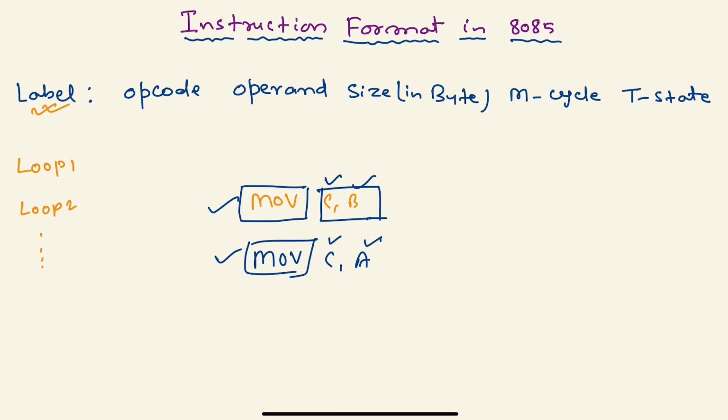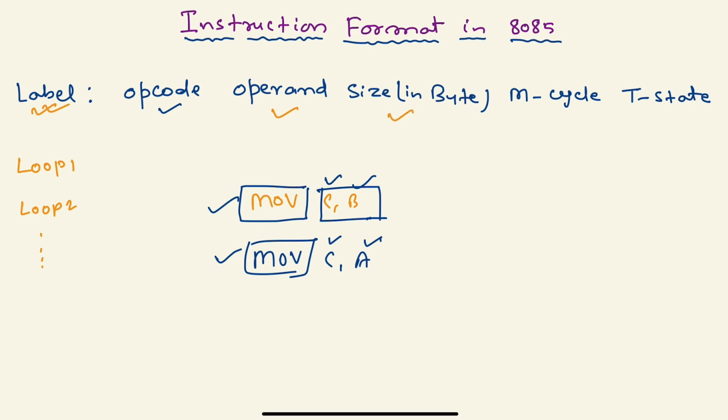So the first part will be the opcode. After this, C, B or C, A will be treated as the operand. So this field is called the operand field. After this, as I explained, the classification of instructions based on their size as 1 byte, 2 byte or 3 byte, we can easily find out using the technique I gave previously. So we can easily find out their size in terms of bytes.